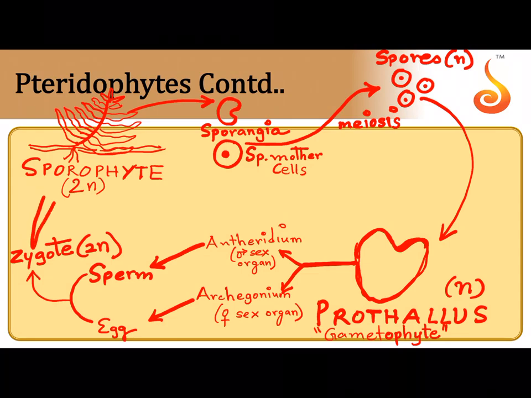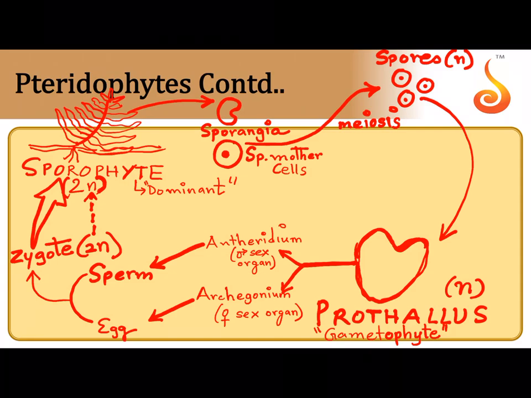The zygote is also diploid, so very easily on the ground it will start giving rise to the sporophyte. Is that clear? So we call this type of life cycle diplohaplontic. Why diplohaplontic? Because which is the dominant phase? The dominant phase in the life cycle is a sporophyte that produces spores through meiosis.